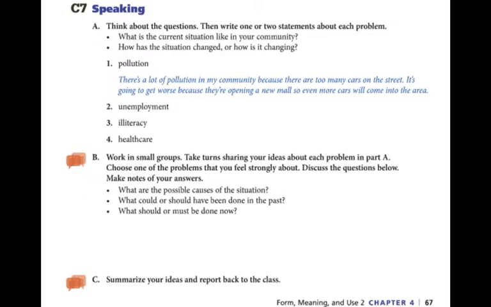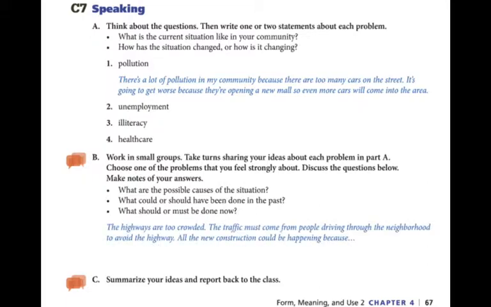Think about these. Write some sentences to practice using modals and phrasal modals. For example, the highways are too crowded. The traffic must come from people driving through the neighborhood to avoid the highway. All the new construction could be happening because, and then you can finish your sentences.